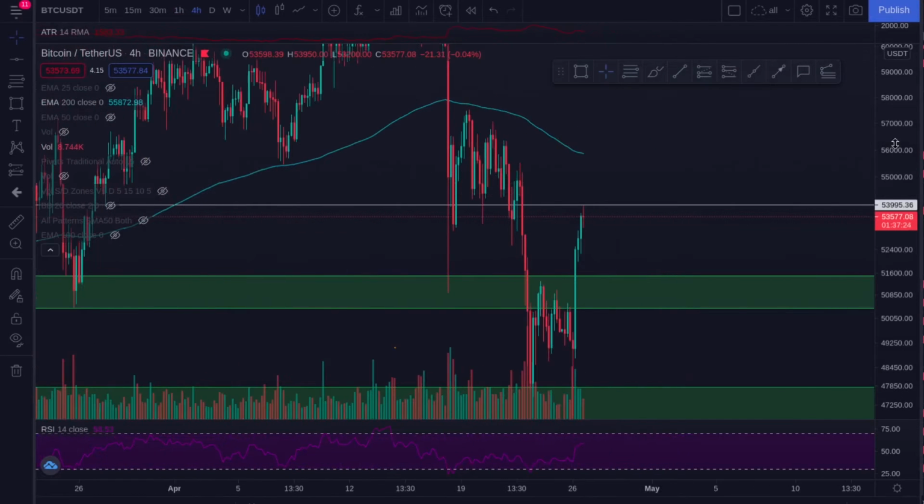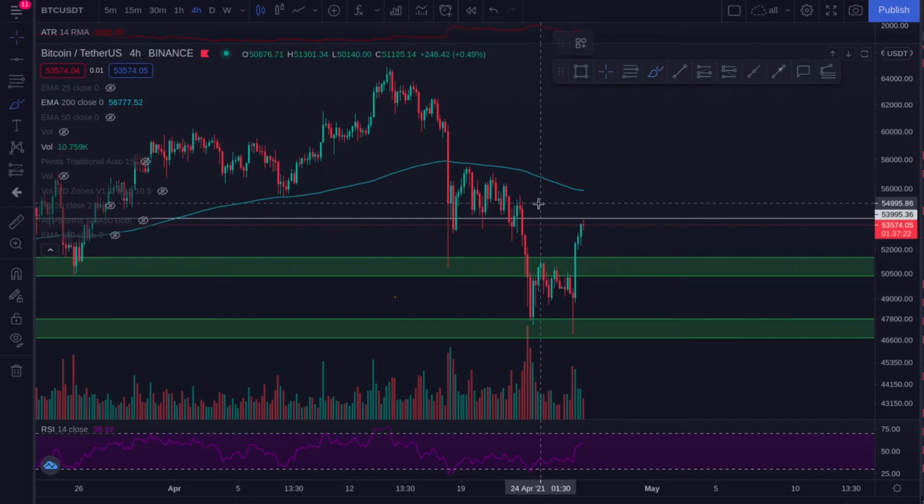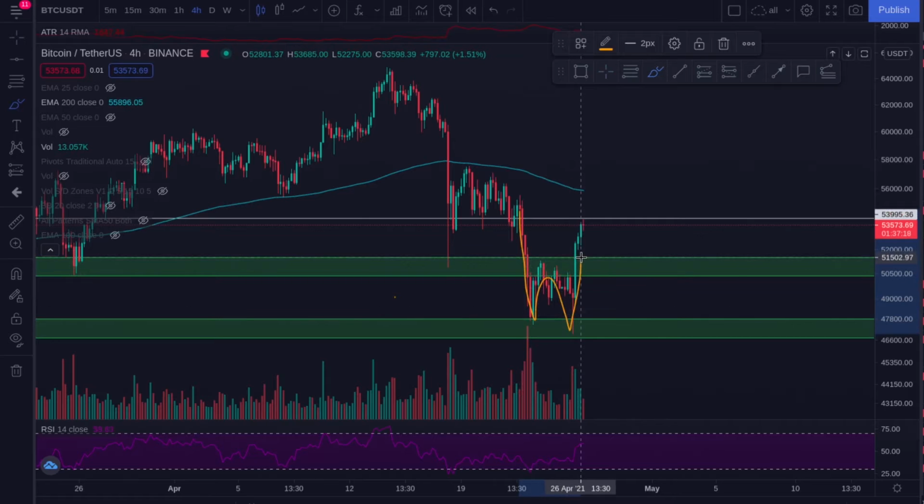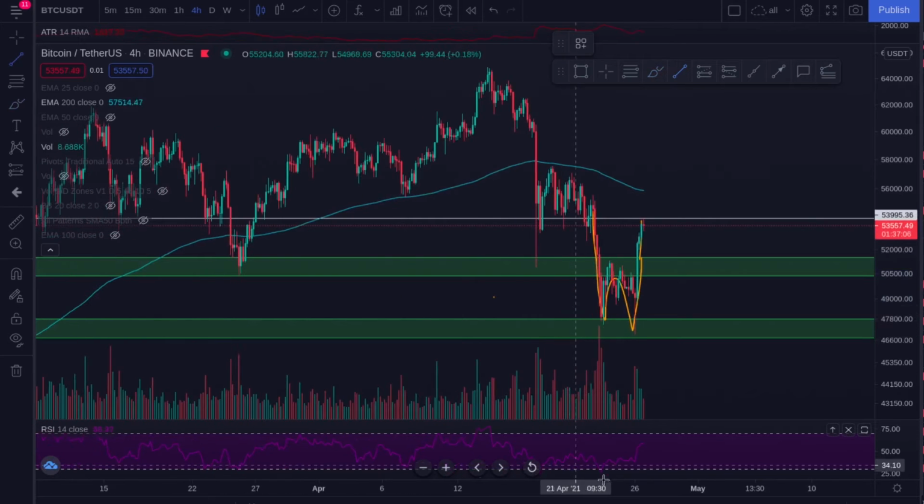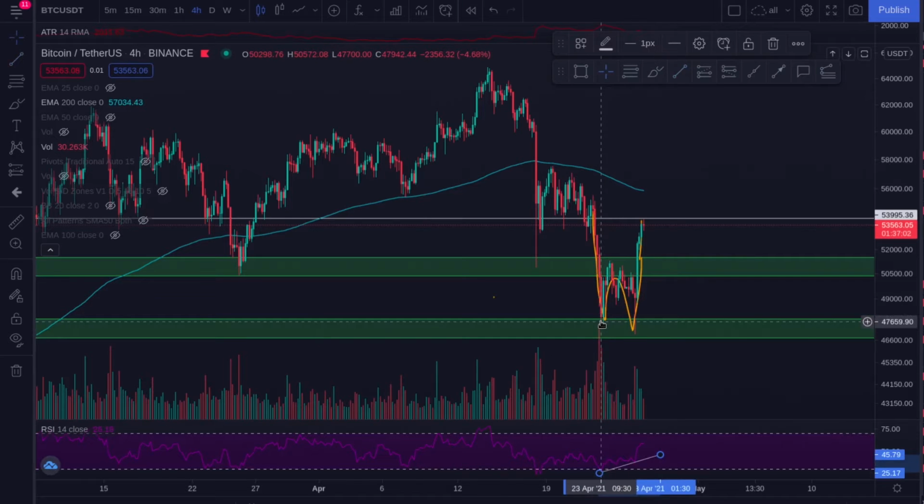Also, we had this structure on BTC, this double bottom, plus we had this divergence on BTC, this one, which was the bullish divergence. So yeah, prices reacted a lot from these areas. Basically for the double bottom, this is the neckline.